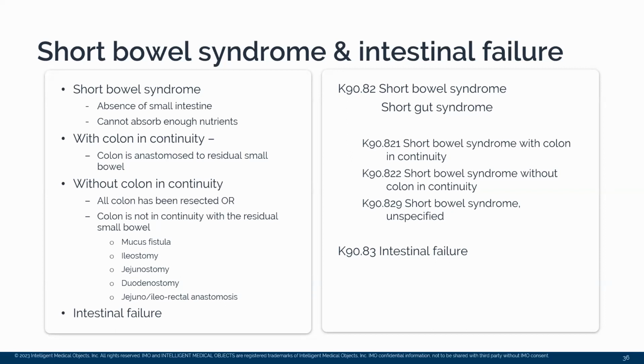For example, a patient with SBS also presents with an existing ileostomy or a jejunostomy or even a jejuno-ileorectal anastomosis. This would represent SBS without colon in continuity. Another code that will be implemented on 10-1 is K90.83 for intestinal failure. Intestinal failure is where the patient has the inability to absorb enough nutrients and/or fluid necessary to maintain nutritional autonomy. Many patients with SBS will also develop intestinal failure, so both codes can be assigned together.